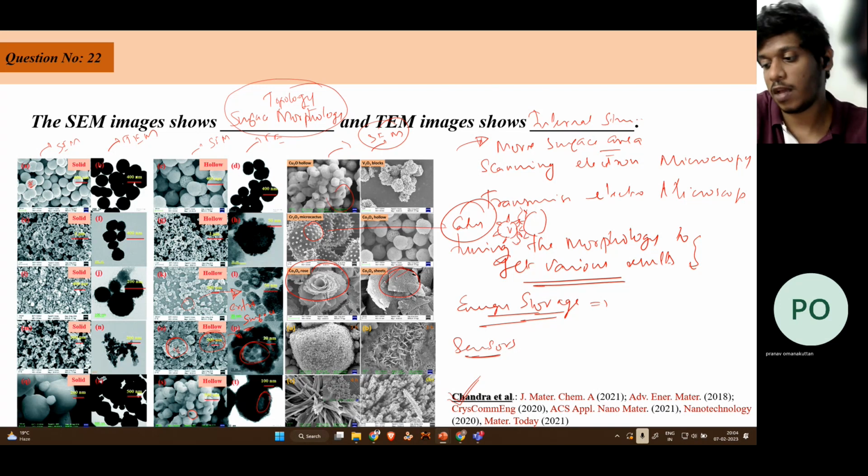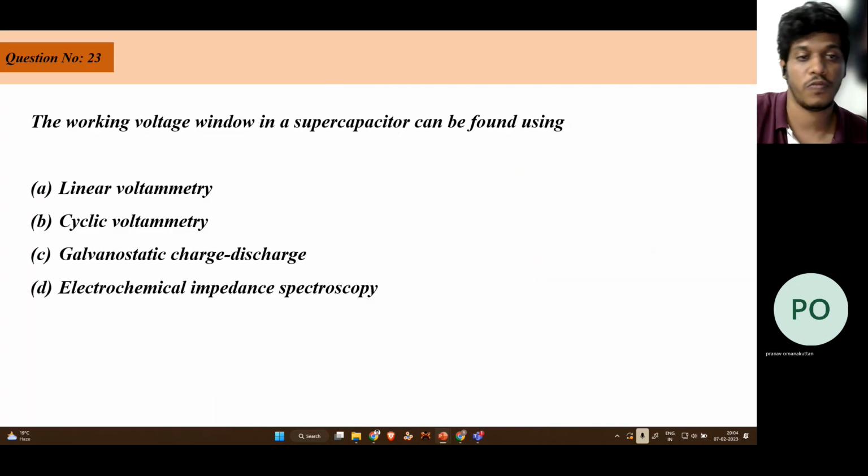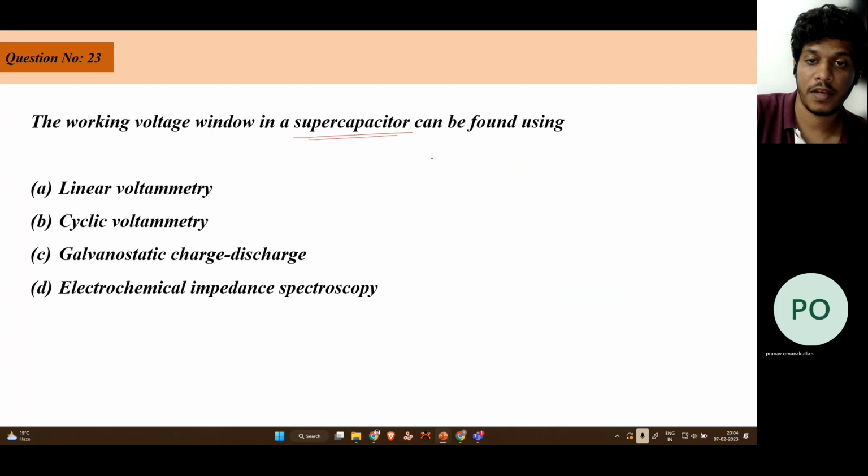and thus gives us a better performance in various applications. Now let us go forward to understand the working voltage window of a supercapacitor. So as I mentioned in the earlier slides, the basic characterization techniques in material science can be of three types. The first one is physical, second one is chemical, and third one is electrochemical.